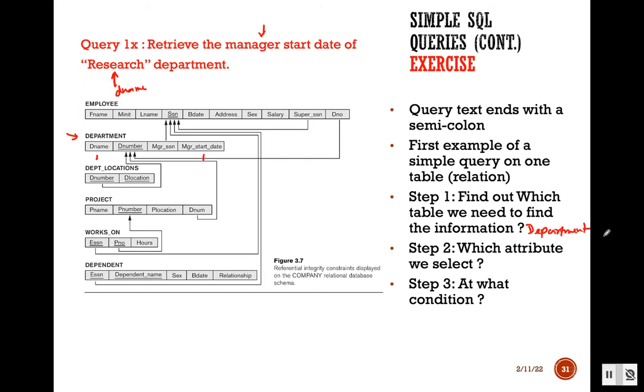Okay, so I'm going to need the department table, only one table. Which attribute do we select? Retrieve the manager start date, which means only one table. At what condition? I'm saying from the research department, so I'm going to select only the manager start date where D name is research. So for the condition I need the D name, and the D name has to be the research department.